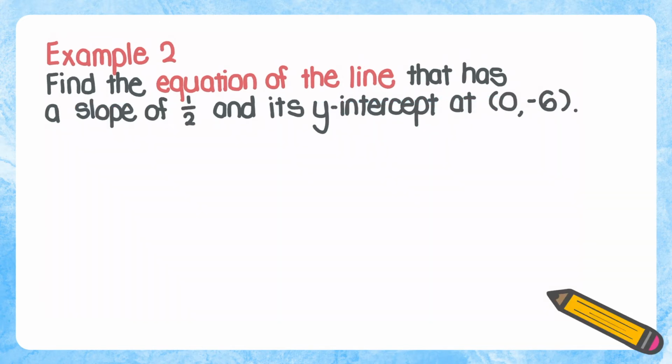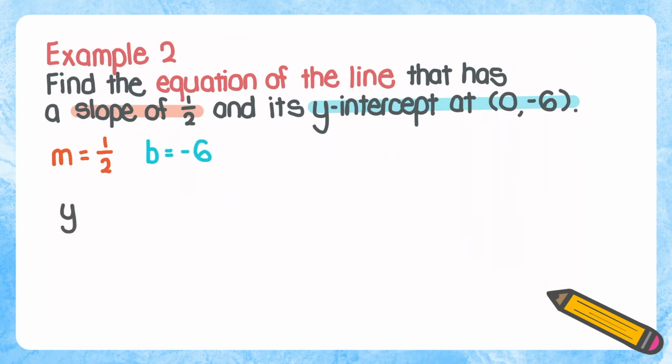Next, let's find the equation of the line that has a slope of 1/2 and its y-intercept at 0, -6. So first, let's label m and b based on this description. Our slope is 1/2, which means m equals 1/2. And our y-intercept is at 0, -6, so our b value is -6.